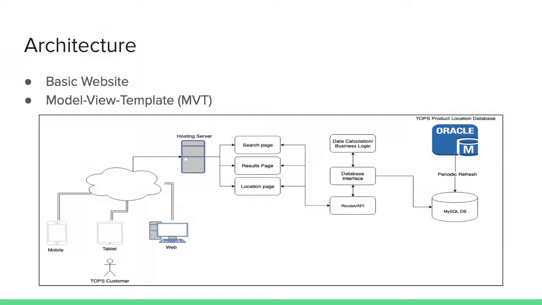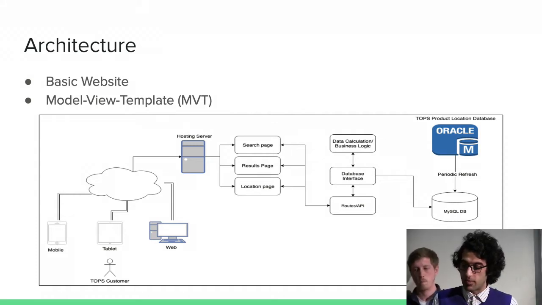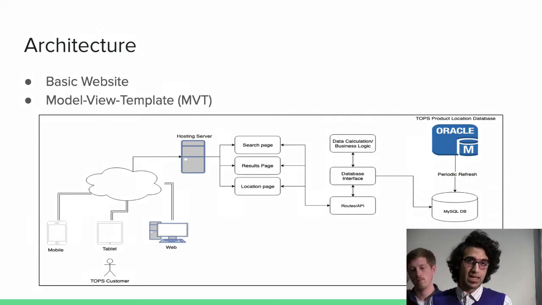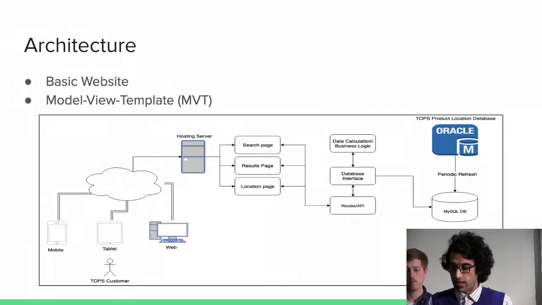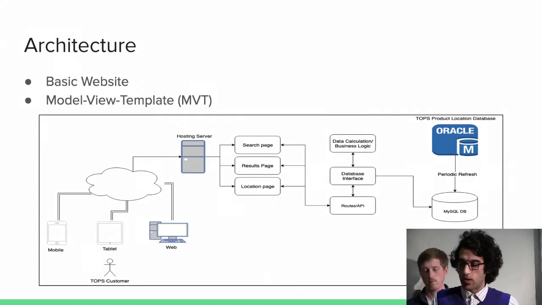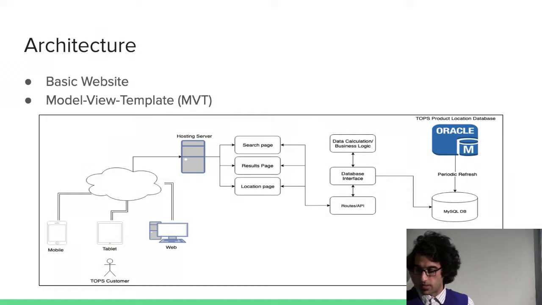Moving on to the architecture, this shows the architecture of the website once it's been deployed. As you can see in the far right of the diagram, we have the MySQL database that updates its data every week or so, I believe, from the Oracle database that TOPS maintains. From there, we have the database interface that is the only module in the whole application that is able to talk to the database itself. After that we have the templates that are dynamically populated and generated with data.